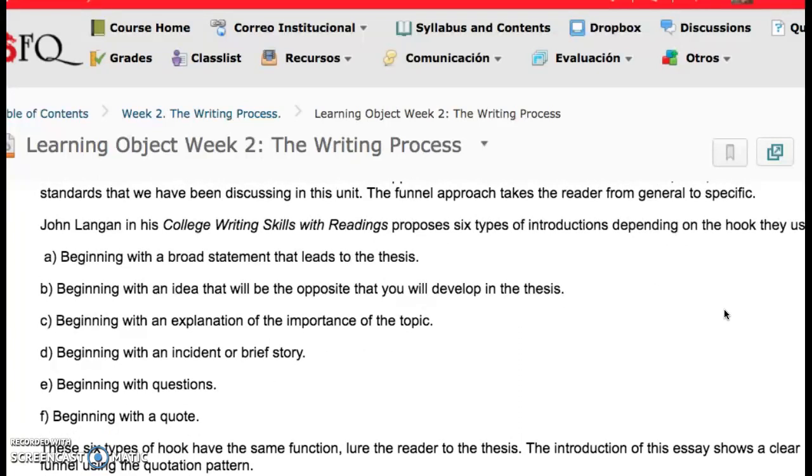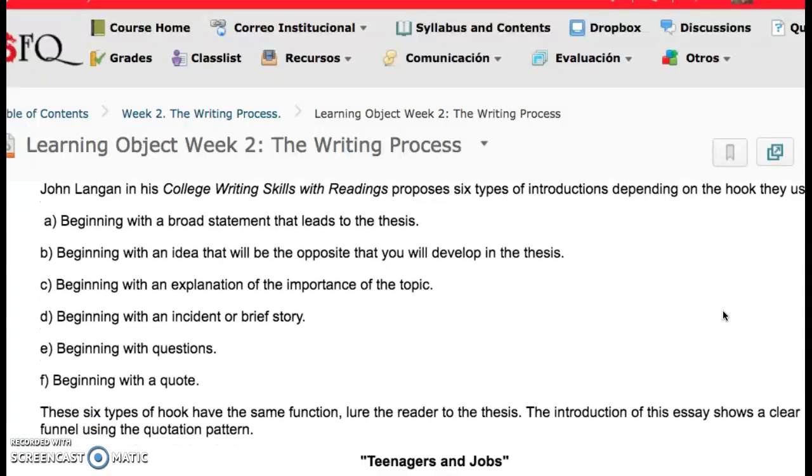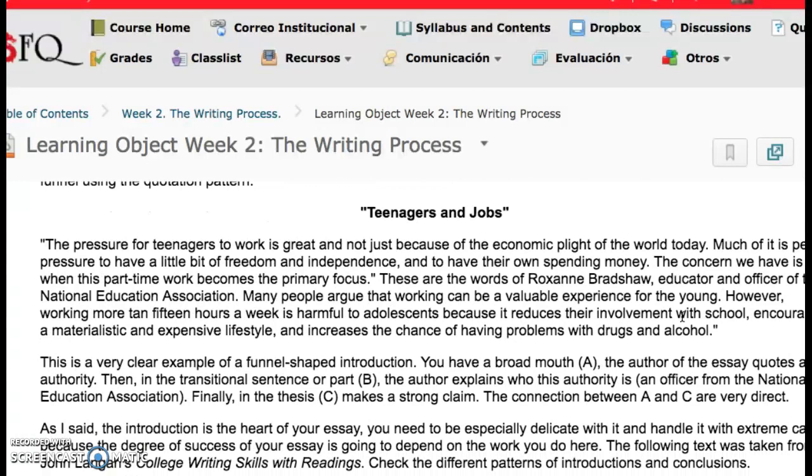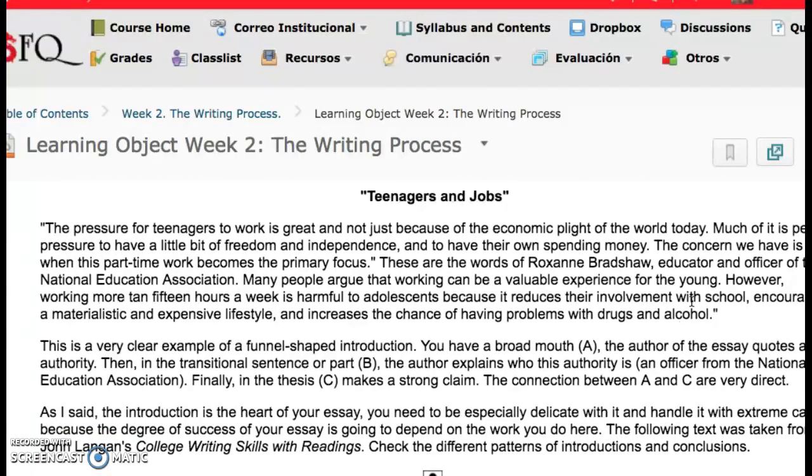This is partial test number 2: beginning with a broad statement, beginning with an idea that will be the opposite of what you will develop in your thesis, an explanation, an incident or brief story, beginning with questions, with a quote, all these many possibilities. So I give you a very interesting example, and I divide the example into the different parts of the introduction.